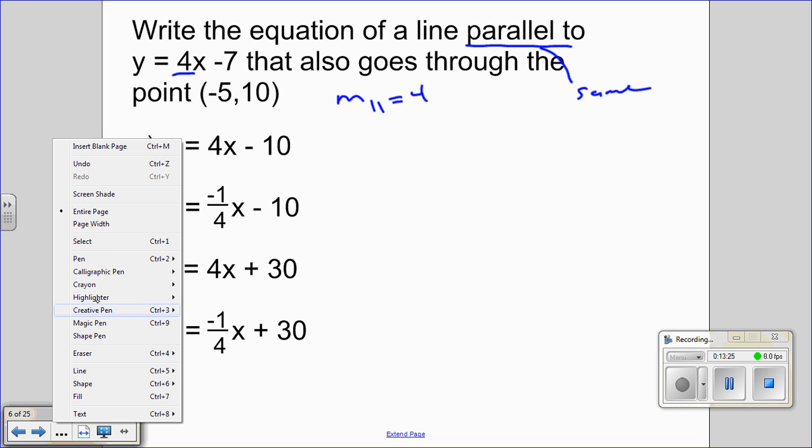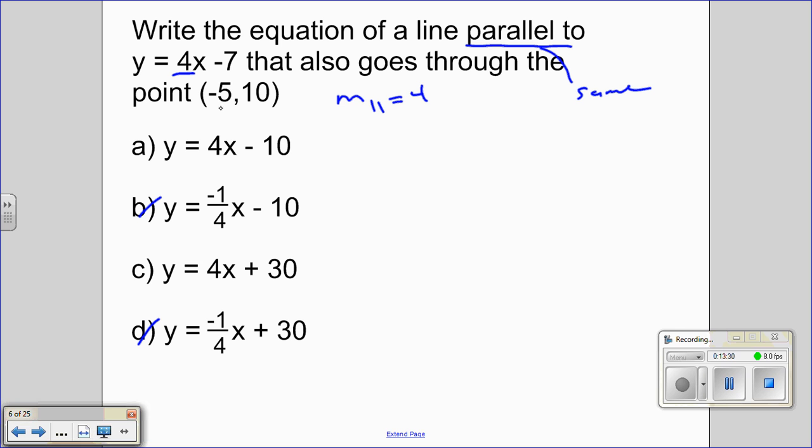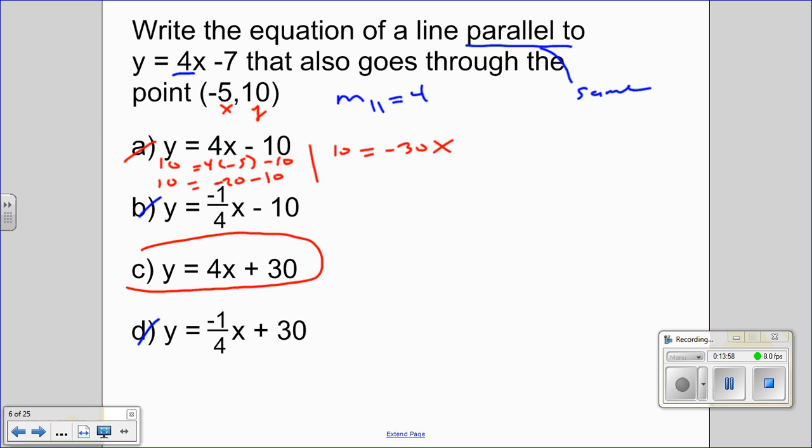And now, again, you would have to substitute the given x and y value into the equation to make sure it balances out. So this is my equation x, and this is my y. So 10 will equal 4 times -5 minus 10. That would be 10 equals -20 minus 10. So that would be 10 equals -30, which is false. So it's not A, and that leaves us with only C.